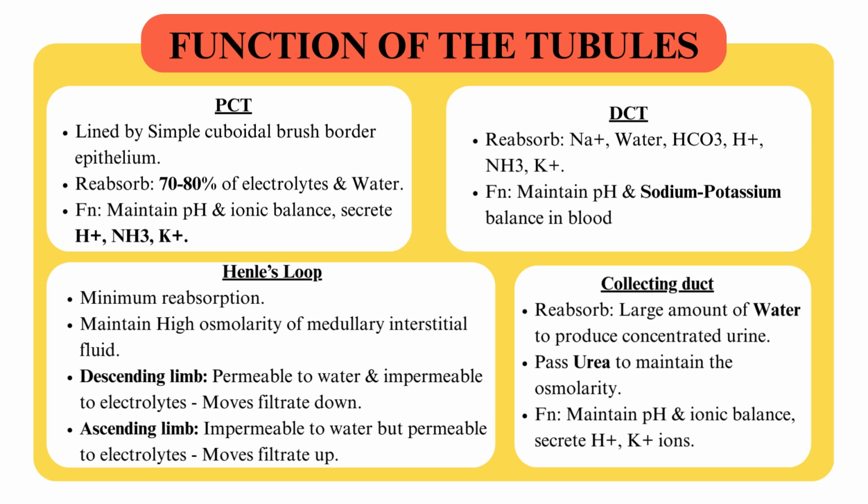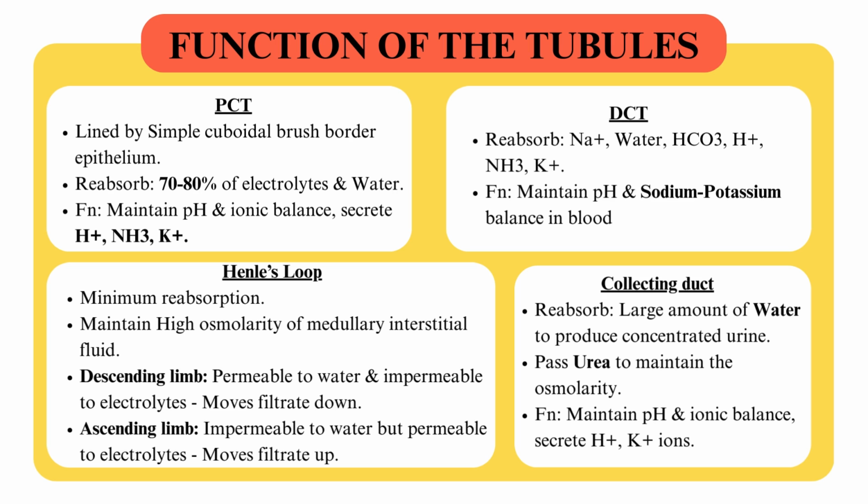Proximal convoluted tubule, PCT, is lined by simple cuboidal brush border epithelium, which reabsorbs 70 to 80% of electrolytes and water. The main function of the PCT is to maintain pH and ionic balance, and secrete H+, NH3, K+. Next, Henle's loop. Minimum reabsorption takes place in Henle's loop. It maintains high osmolarity of medullary interstitial fluid. Descending limb is permeable to water and impermeable to electrolytes, so the filtrate moves down. Ascending limb is impermeable to water but permeable to electrolytes, so the filtrate moves up.